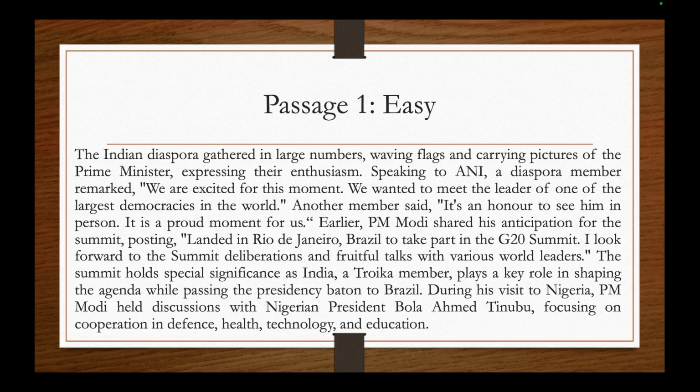Now, for example, here I have passage 1, which happens to be easy. Now, it says you can either read with me or you can pause the video, and you can read it by yourself and jot down the main points. Now, the arrangement in this lecture would be, we'll be first reading the passage, followed by the main points, and then those main points will be arranged in the form of a paragraph.